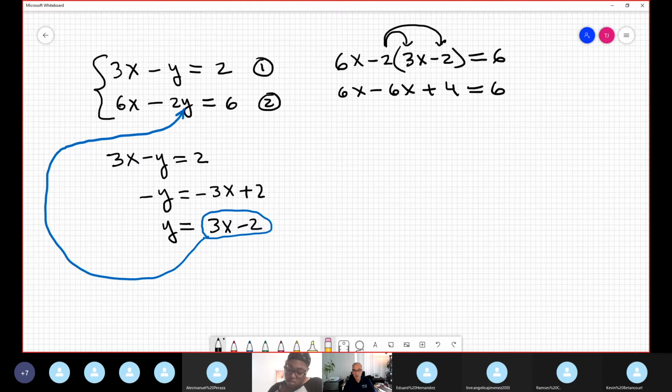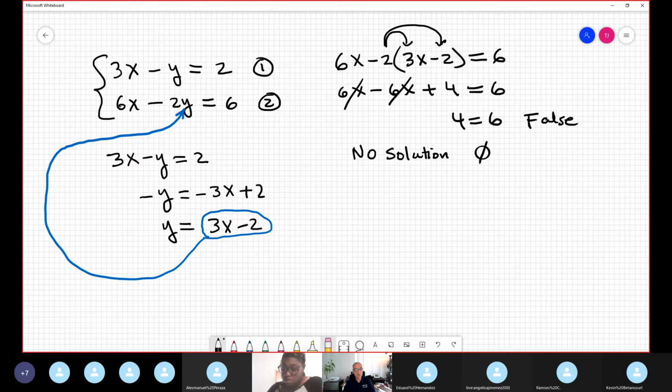And you see something weird. This and this say goodbye, they cancel out. 0 equals... and you get a contradiction. When you see that it's a completely false statement, it's because we have no solution. The empty set is the solution for this. Okay? Do you understand? Everyone following? It's easy, eh? I promise you we practice this a lot.